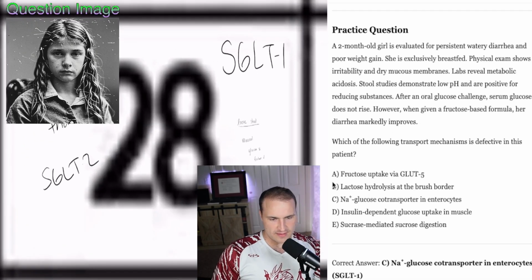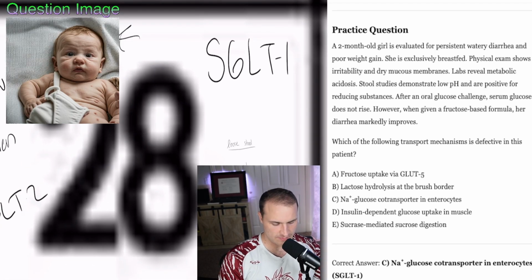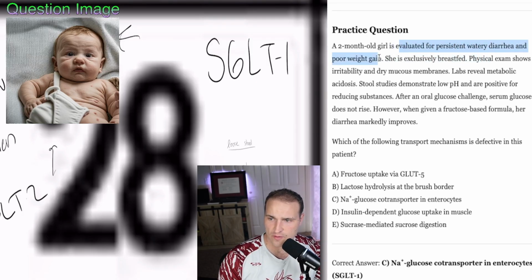All right, moving on to SGLT1, question 28. So now we're going to see this in a cute little baby. In this case, we have a 2-month-old girl evaluated for persistent watery diarrhea and poor weight gain. She's exclusively breastfed. Physical exam shows irritability and dry mucous membranes. Lab reveals metabolic acidosis. Stools demonstrate low pH. Oral glucose challenge is given. Serum glucose does not rise. But when you give fructose, diarrhea improves. What mechanism is deficient? The answer is indeed C.